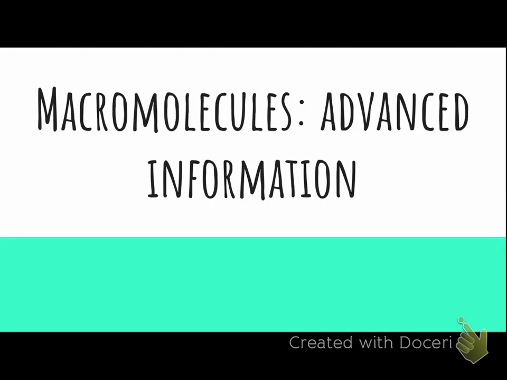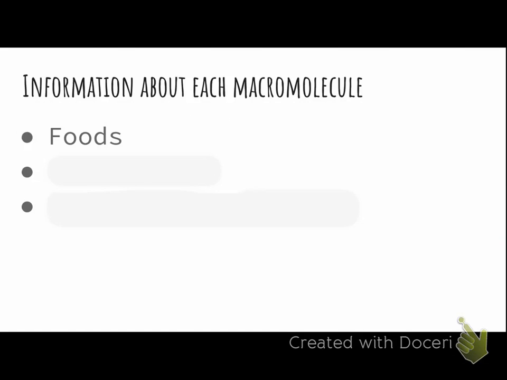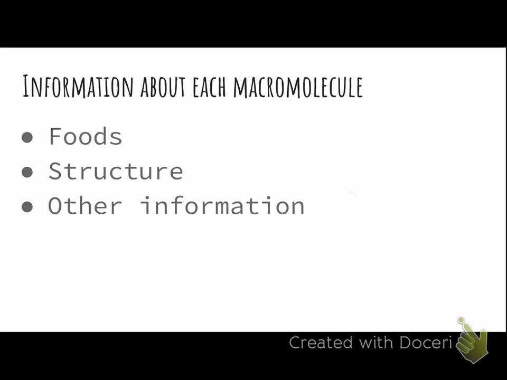This lecture is going to cover macromolecules, but we'll go into some more advanced detail than what you already know about each of the macromolecules. So things that you'll learn about each one: we'll talk about what foods you can find each macromolecule in. We'll look at the structure in more detail than just identifying what the monomer of each is. And then there's some other information that's unique to each of the macromolecules that you'll find out as well. But be looking for food and structure for both of them.